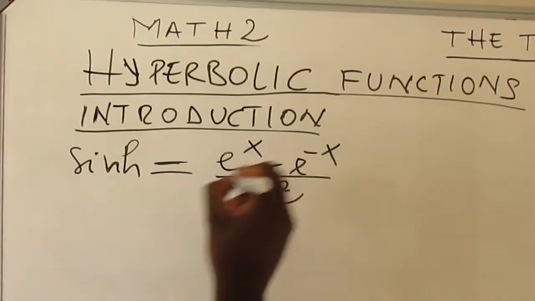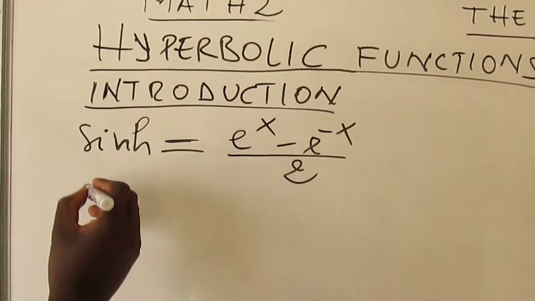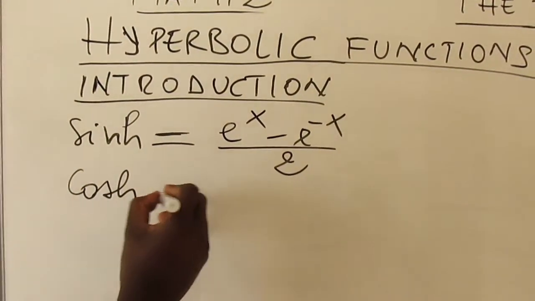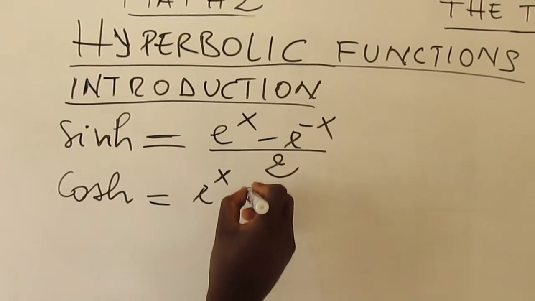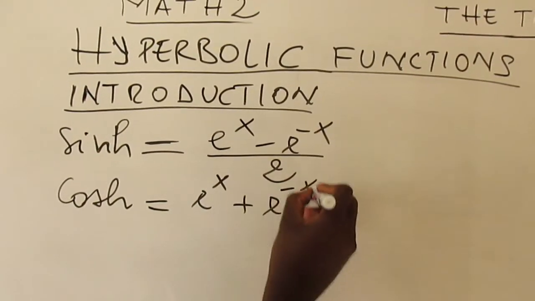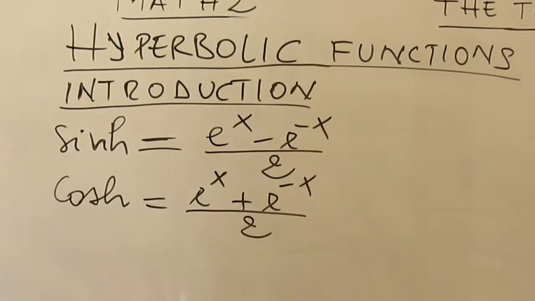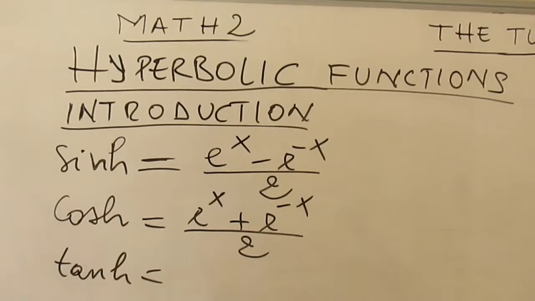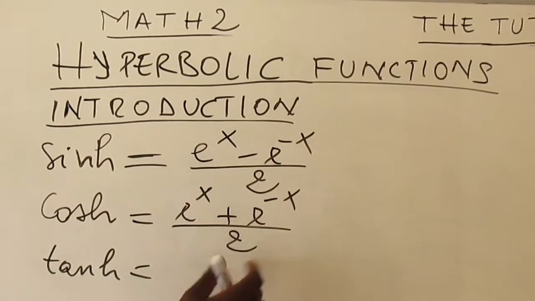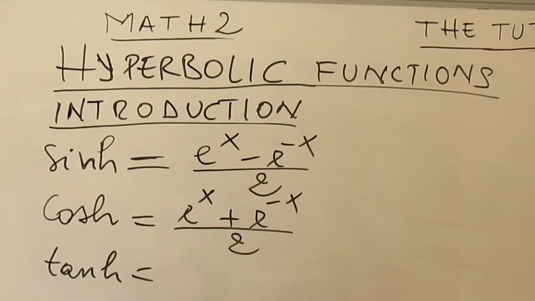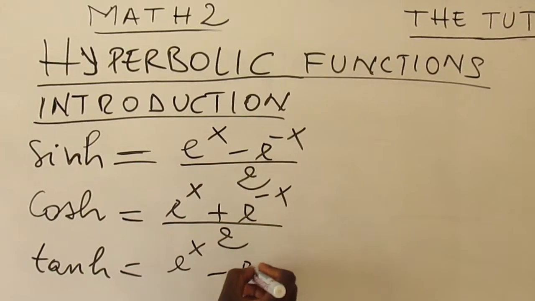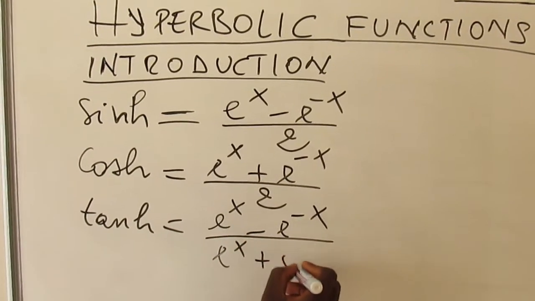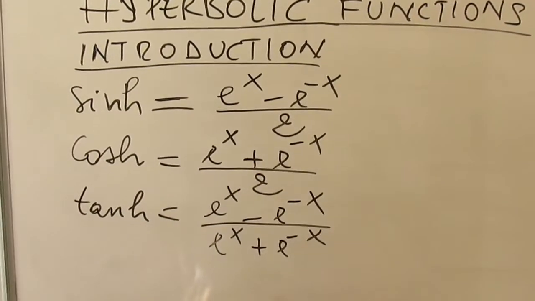2. Apart from sinh, we also have cosh, which in hyperbolic is equal to e to the power x plus e to the power minus x over 2. We also have tanh. Tanh is sinh over cosh. You just take this over this one. You see that the 2 can cancel each other. We remain with e to the power x minus e to the power minus x over e to the power x plus e to the power negative x.